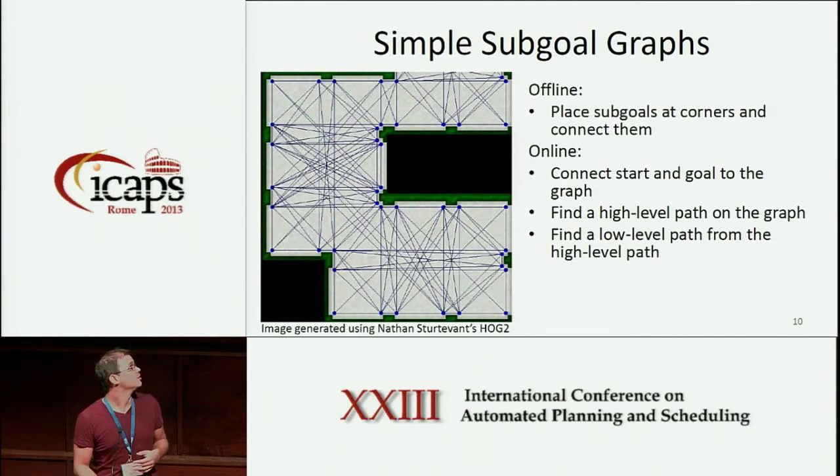So this is a simple subgoal graph. It looks a lot like a visibility graph. Basically, like in visibility graphs, we place subgoals at the corners, and then we connect them, store this graph, and in the online phase, we connect start and goal to the graph, find a path over this graph, and this will be our high-level path. And from this high-level path, we find a low-level path by following the subgoals on the path. So one thing I haven't specified here is what is our connection strategy. And that's something that I'm going to mention later. First, I'll give some quick preliminaries.